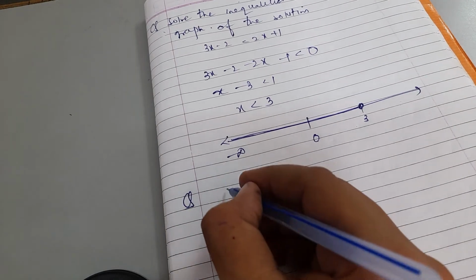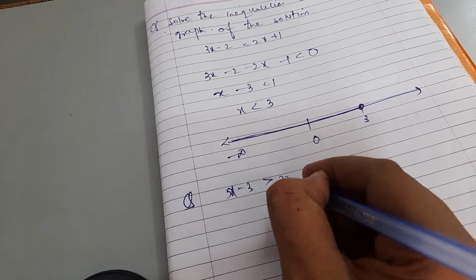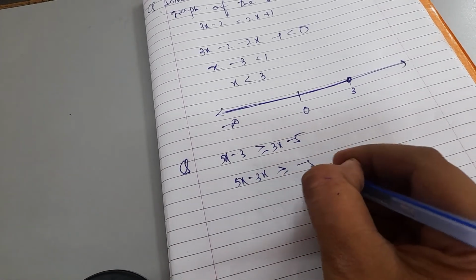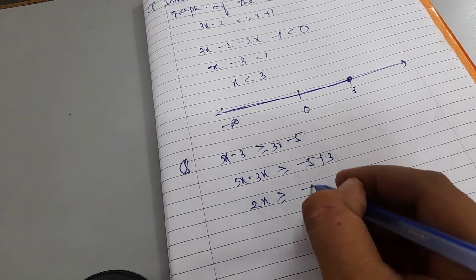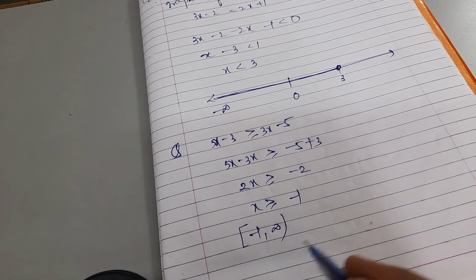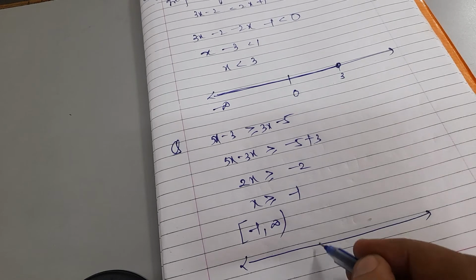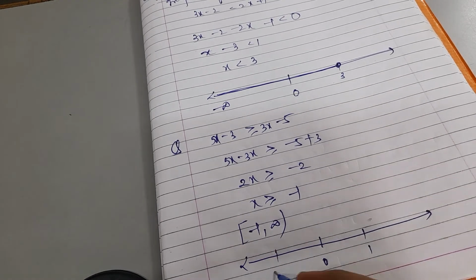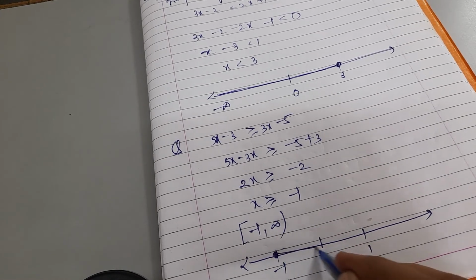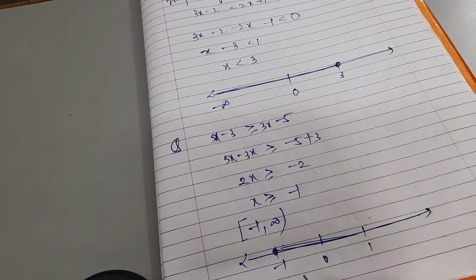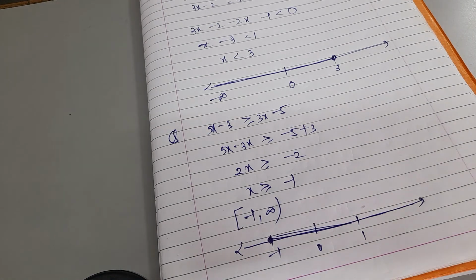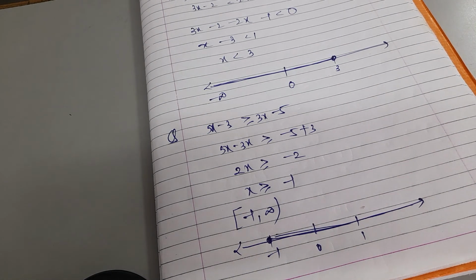The next question is 5x - 3 >= 3x - 5. Right? So we get 5x - 3x >= -5 + 3. 2x >= -2. x >= -1. So the solution set will be [-1, infinity). And to draw this on the number line, suppose this is our 0. Here it is -1. So here we'll darken the circle, and moving on the right-hand side is your solution set. Darken because it's a greater than or equal to sign, which means this -1 is included in the solution. I hope it is clear.